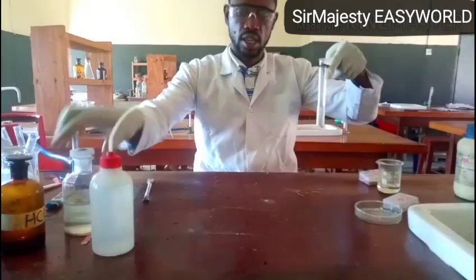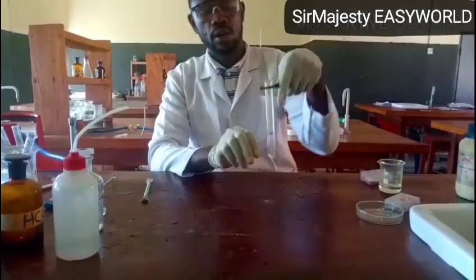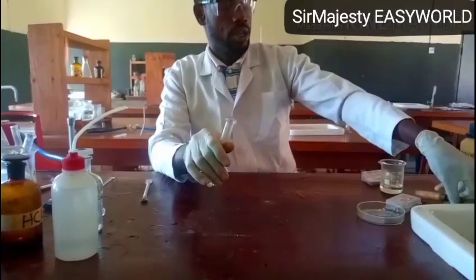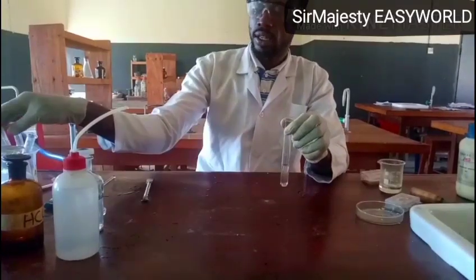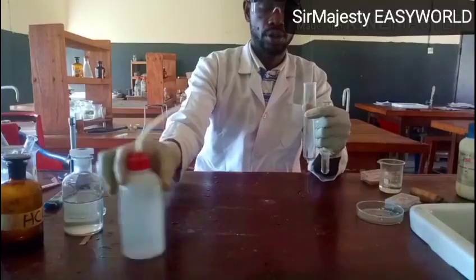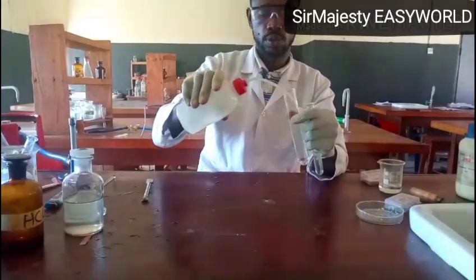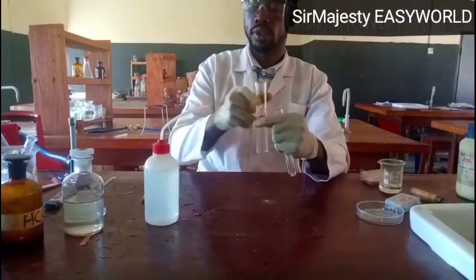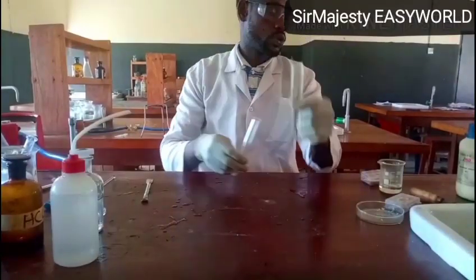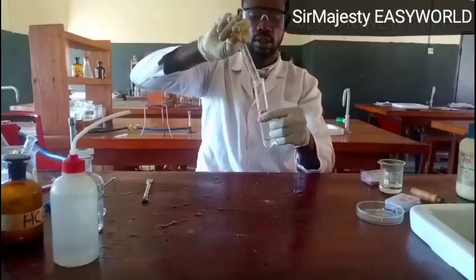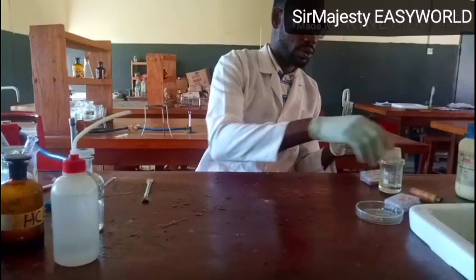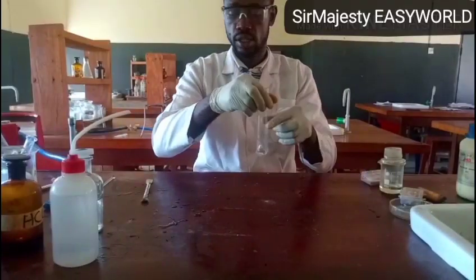Now, this is the step. This is the solution of sample C. I want to use a bigger boiling tube because the effervescence will be too high. So if you watch well, it is still fuming around. To stop the fuming, I have to close this concentrated HCl.